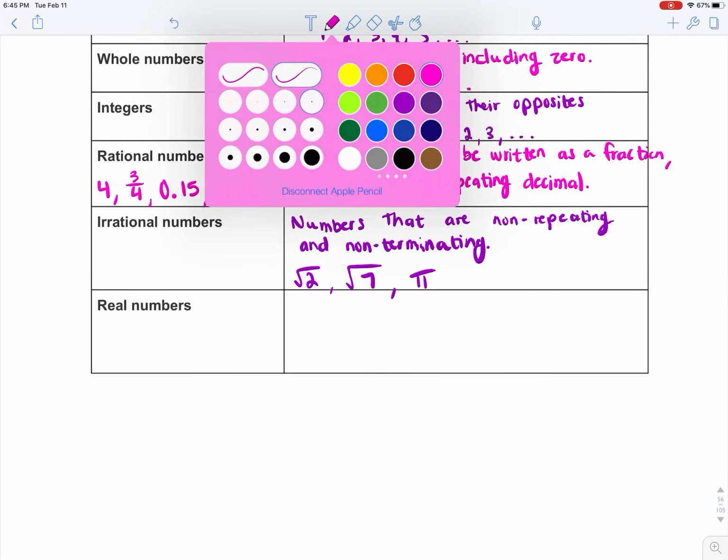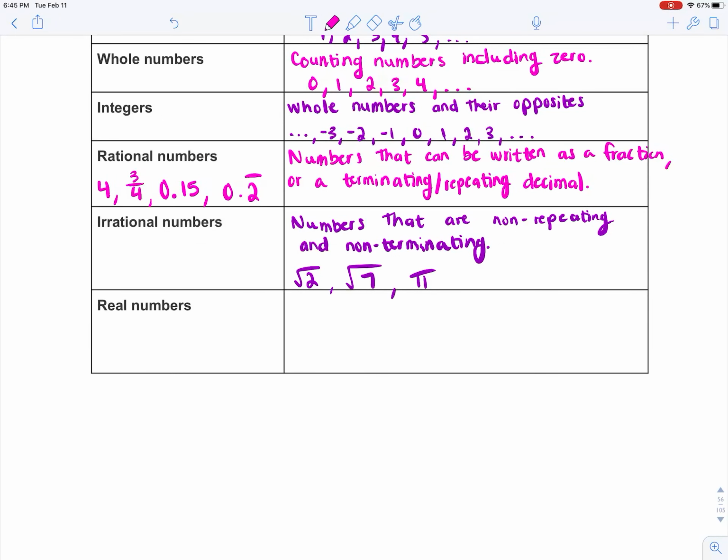And now we have the even bigger, gigantic umbrella term that we call real numbers. Real numbers is the set of all rational and irrational numbers.